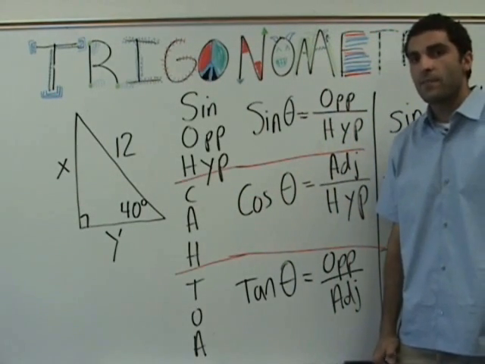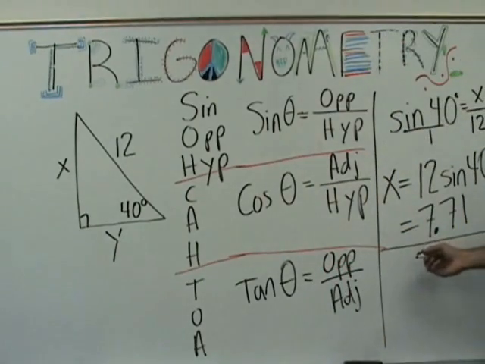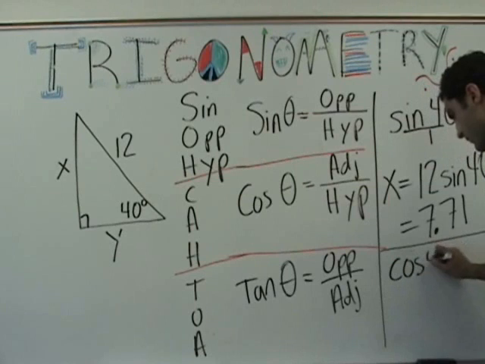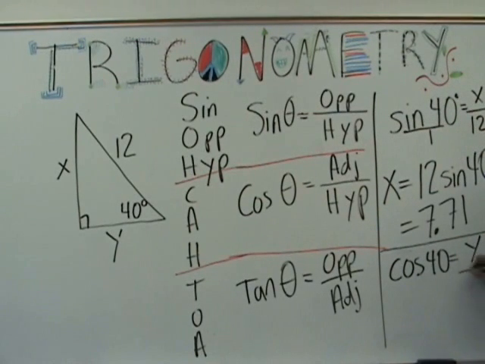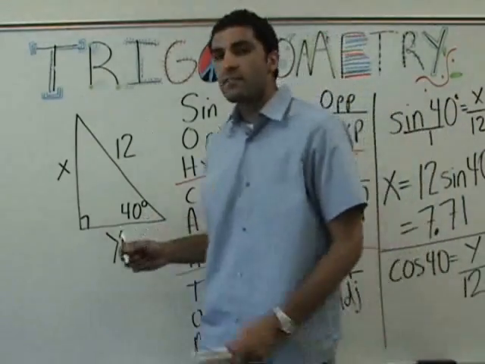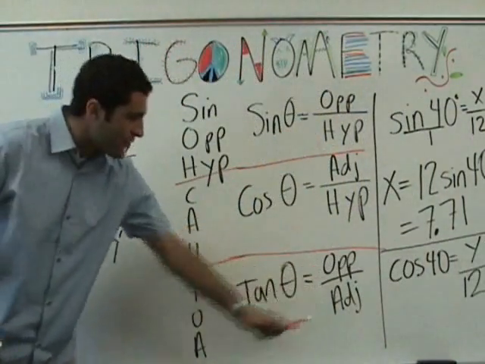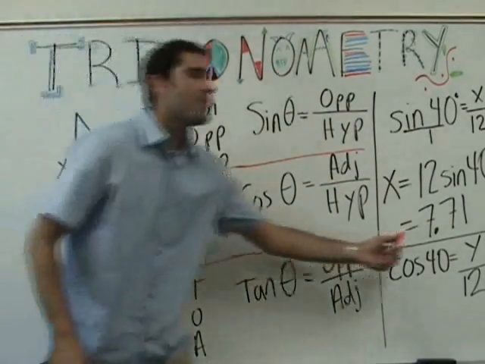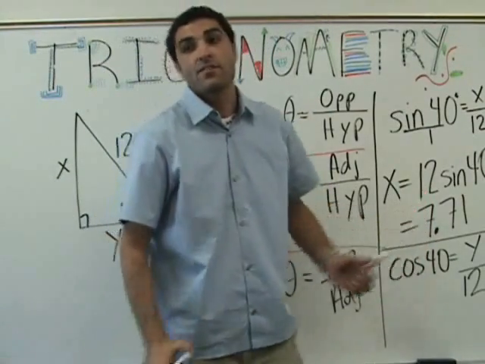Cosine. Watch what happens. Can you set it up? Cosine of 40 equals adjacent y over 12. That's right. Now notice, y here is the only variable, so we can solve for it. If you decide to do tangent, you would do tangent of 40 equals opposite over adjacent, x over y. That would give you two variables. You can't solve for anything unless we use the x we already got. So you're allowed to do that.